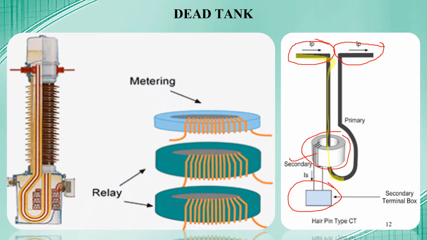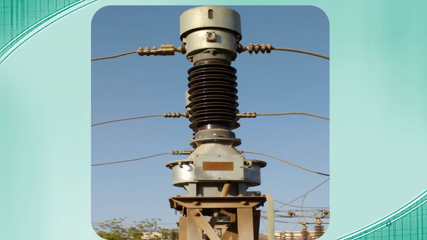If you look on the right side of the figure, you will see the actual cross section of the CT. Here, a three core CT is shown in the figure, as one is used for metering and the other two are used for protection, which are fed to the relays. Now here a 66 kV dead tank CT is being shown. Here you can see that the bottom part is heavier compared to the top part.